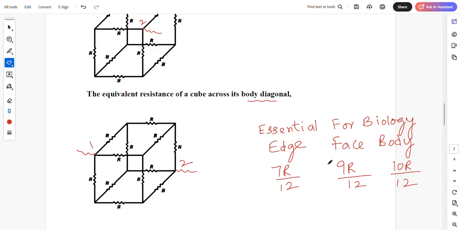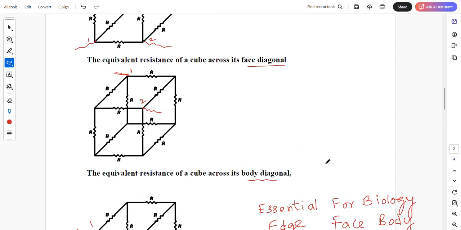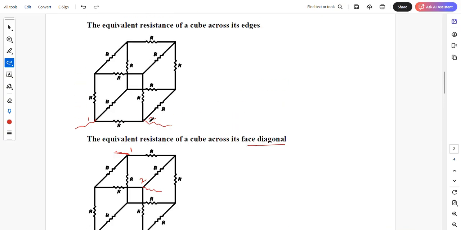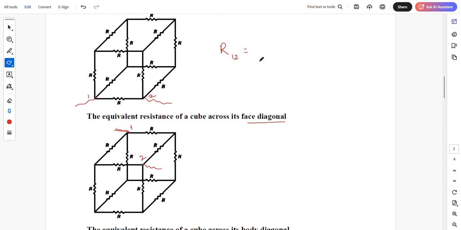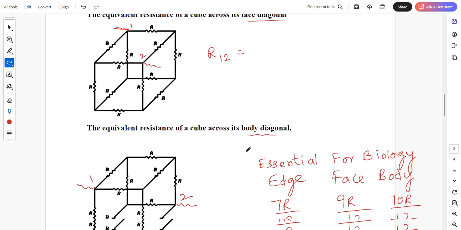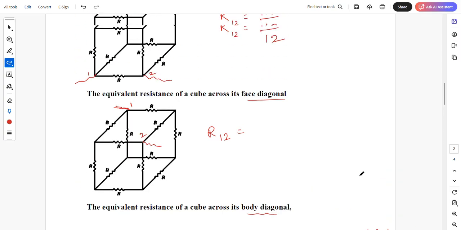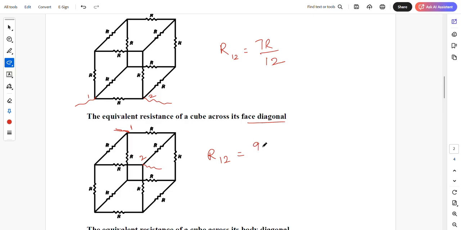You can calculate the equivalent resistance between two edges. What is the formula between two edges? Resistance between 1 and 2 will be how much? That is equal to what I have written here, for edges 7R by 12. Face diagonal, what is the resistance between 1 and 2? For the face diagonal it is 9R by 12. Later we can simplify, that is 3 by 4 R.